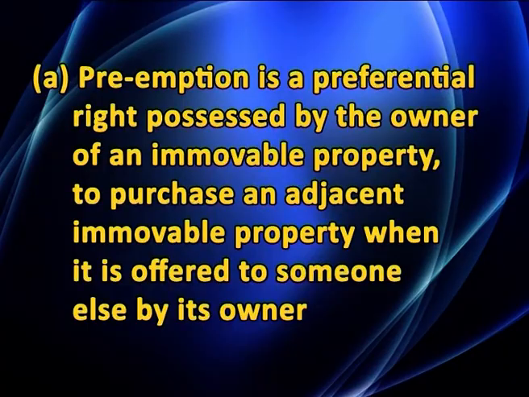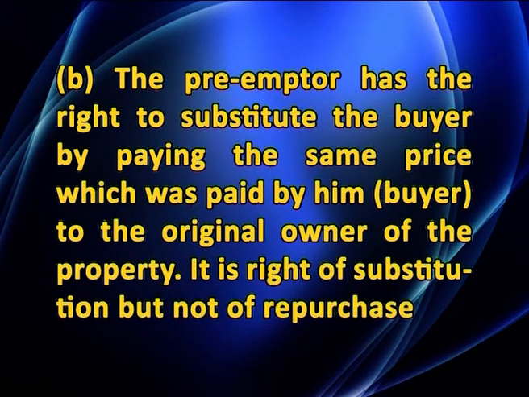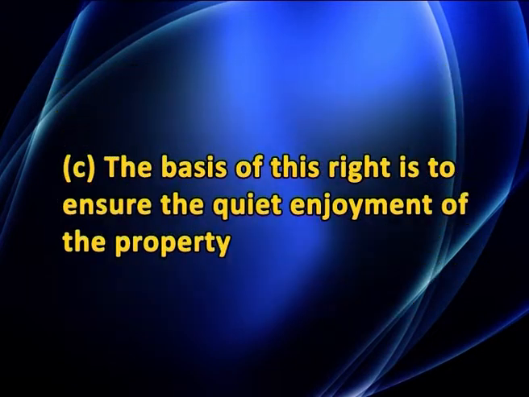Following are the essential requisites of pre-emption. 1. Pre-emption is a preferential right possessed by the owner of an immovable property to purchase an adjacent immovable property when it is offered to someone else by its owner. 2. The pre-emptor has the right to substitute the buyer by paying the same price which was paid by the buyer to the original owner of the property. It is a right of substitution but not of repurchase. 3. The basis of this right is to ensure the quiet enjoyment of the property.